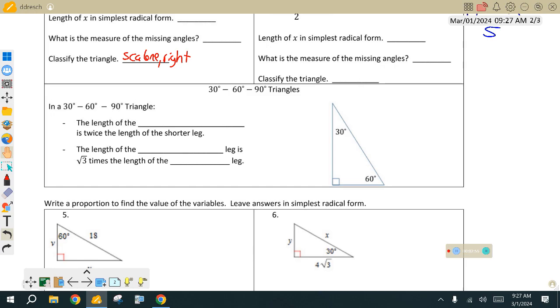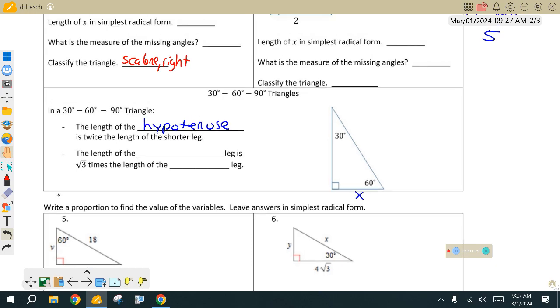Smallest angle is 30, right? So this is opposite my shortest leg. So here, we're going to call that X. It's all built off the shortest leg. So the length of the, yes, no, you're right. The length of the, yes, hypotenuse turned out to be twice the length of the short leg.